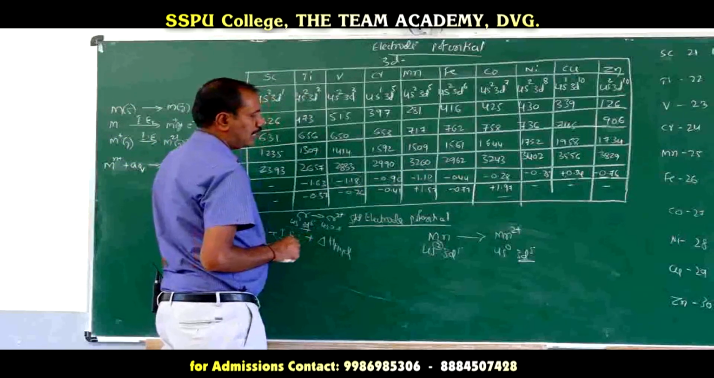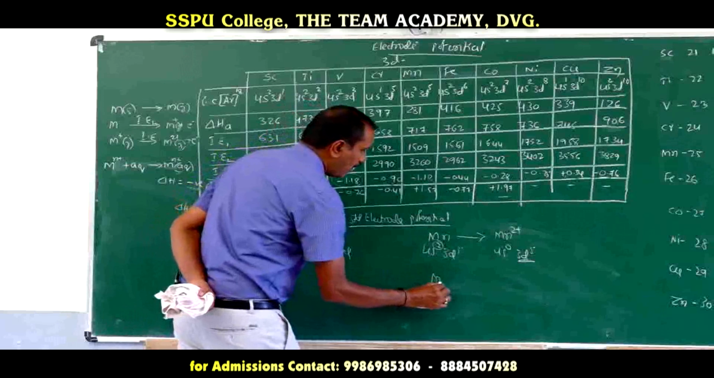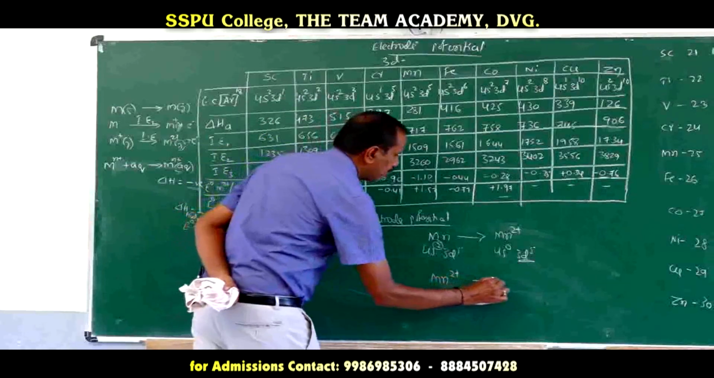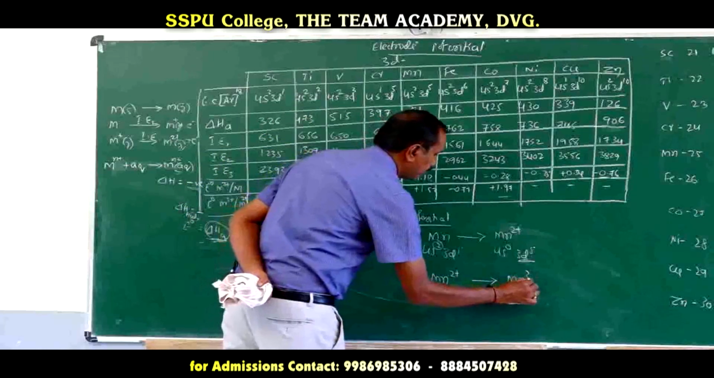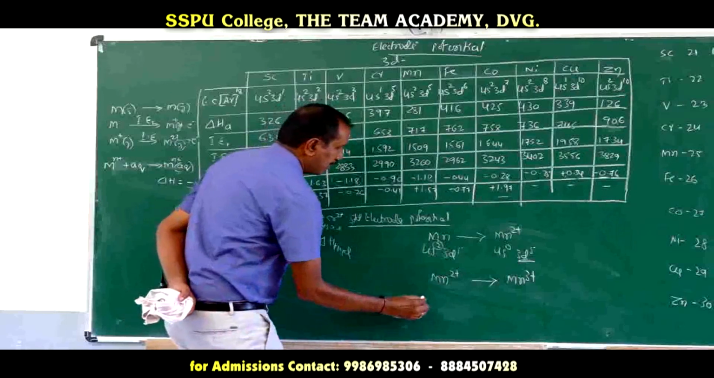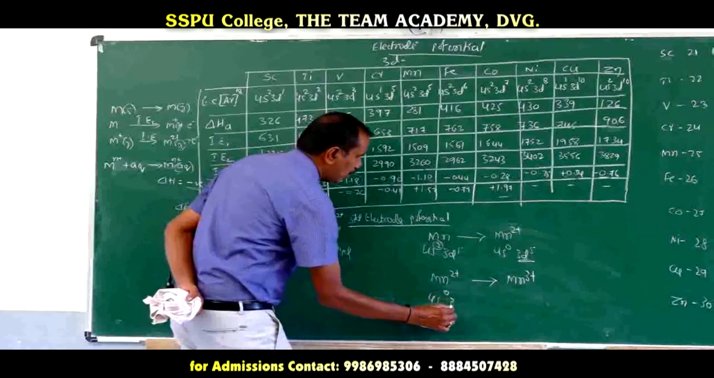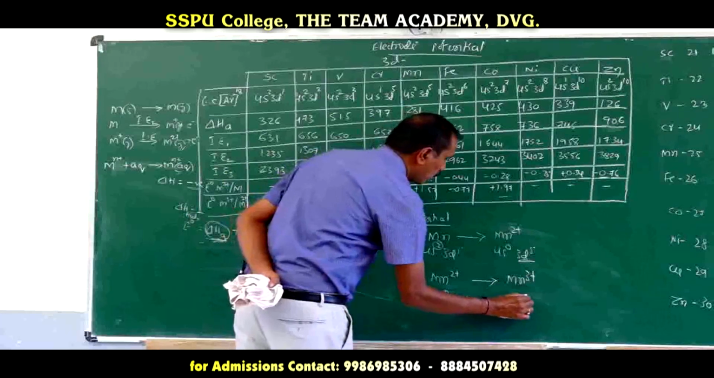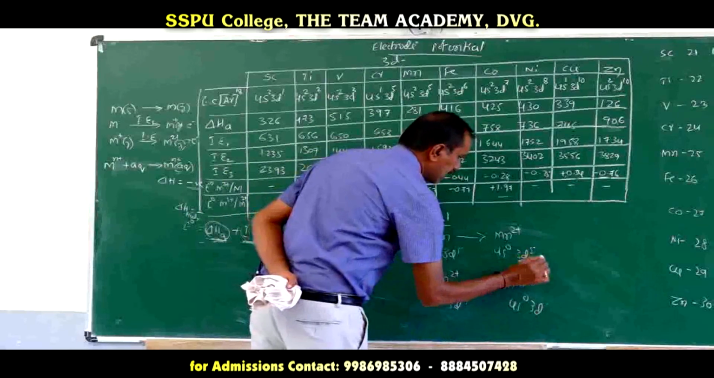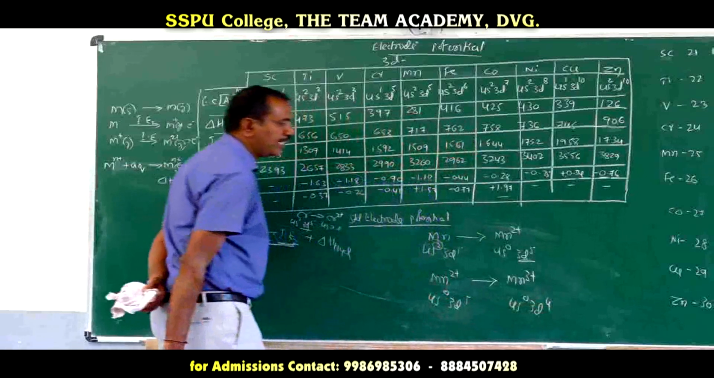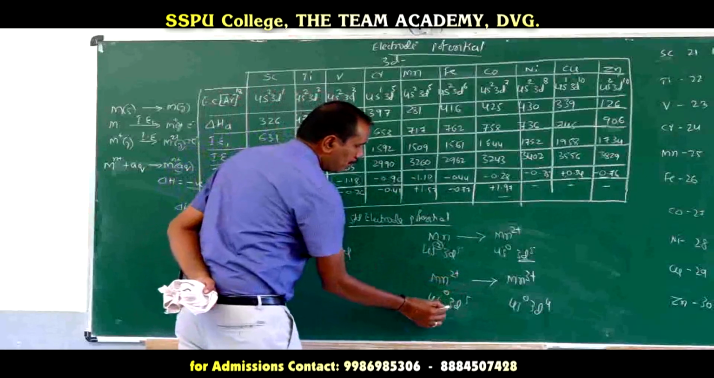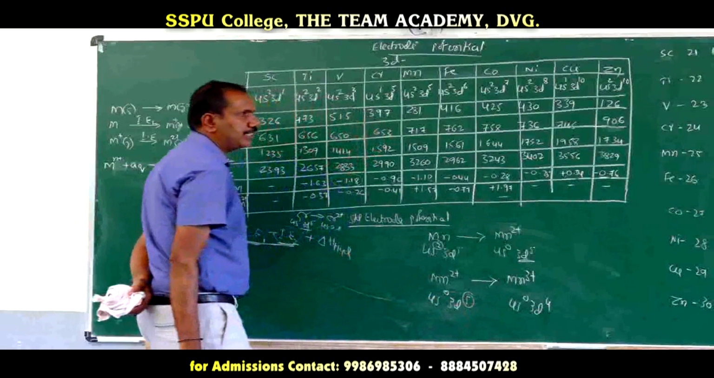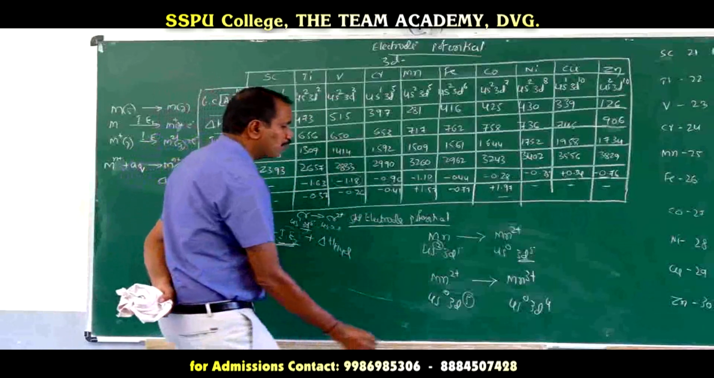Okay. Then if you go for Mn2+ becoming Mn3+, you see, Mn2+ means what? 4s0 3d5. Mn3+ is nothing but 4s0 3d4. Is it possible to remove the electron from the d5 configuration? It is very difficult to remove.